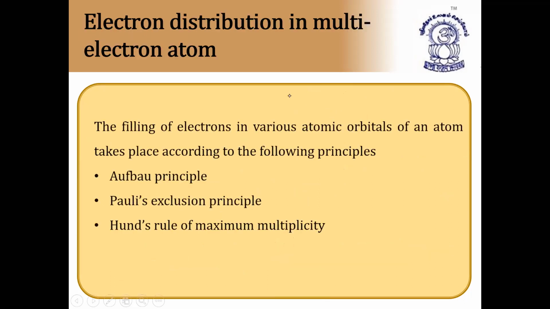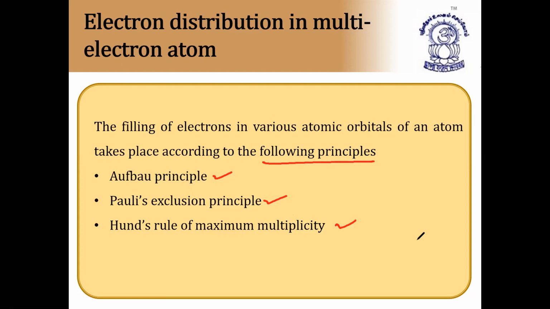Next, electron distribution in multi-electron atoms. For the hydrogen atom, we have seen it because it contains only one electron. But what about the remaining elements? We have to follow electron distribution in multi-electron atoms. The filling of electrons in various atomic orbitals of an atom takes place according to the following principles. What are those three? First one is the Aufbau principle. Second one is Pauli's exclusion principle. Third one is Hund's rule of maximum multiplicity.